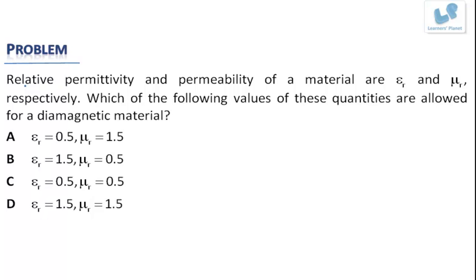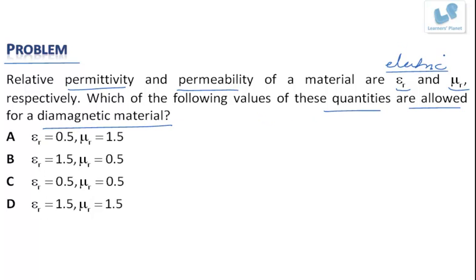Next problem. Relative permittivity and permeability of a material are epsilon r and mu r. Now this is electrical permittivity and this is magnetic permeability. Which of the following values of these quantities are allowed for a diamagnetic material?